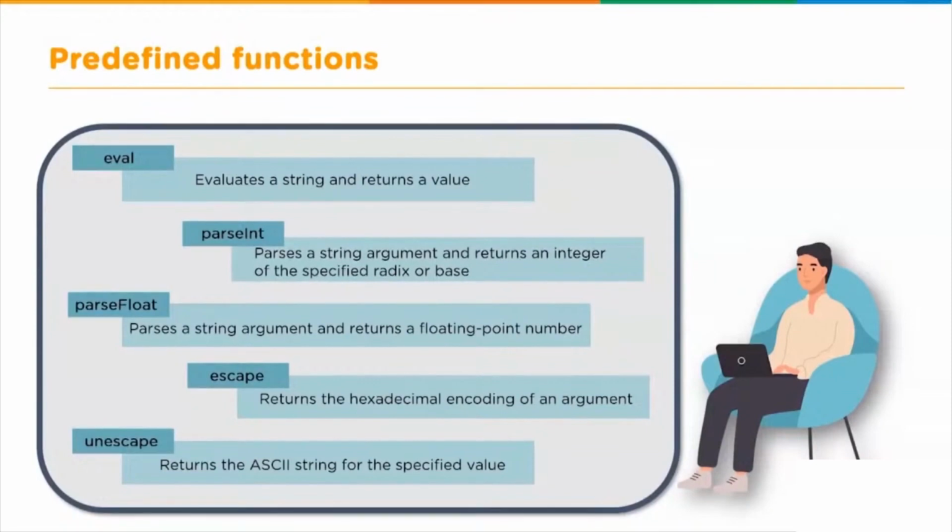Next up is escape. Now, this returns the hexadecimal encoding of an argument. And on the other hand, unescape returns the ASCII string for the specified value.